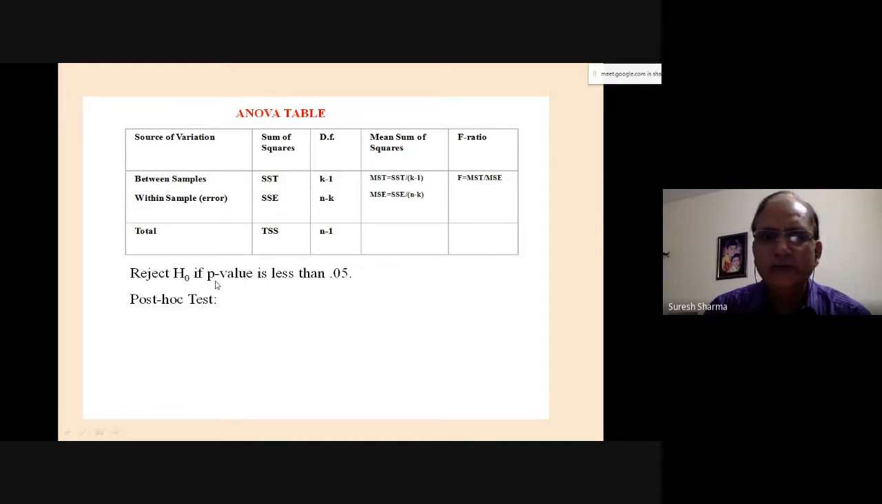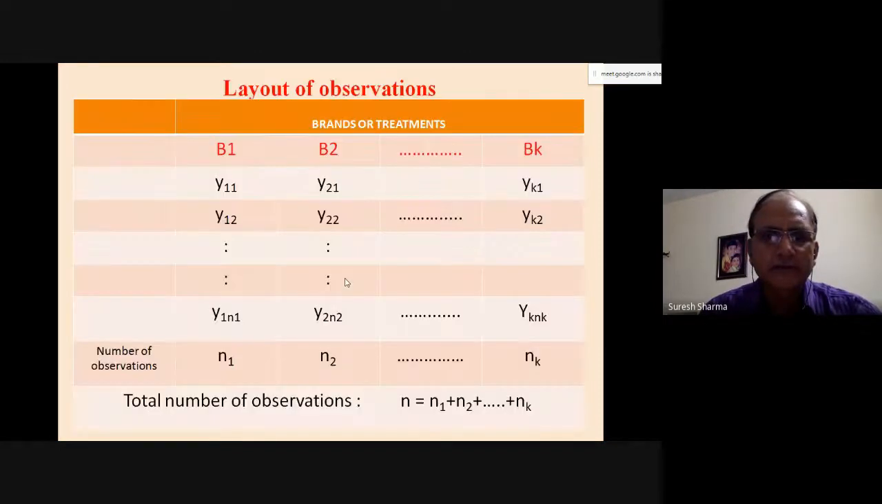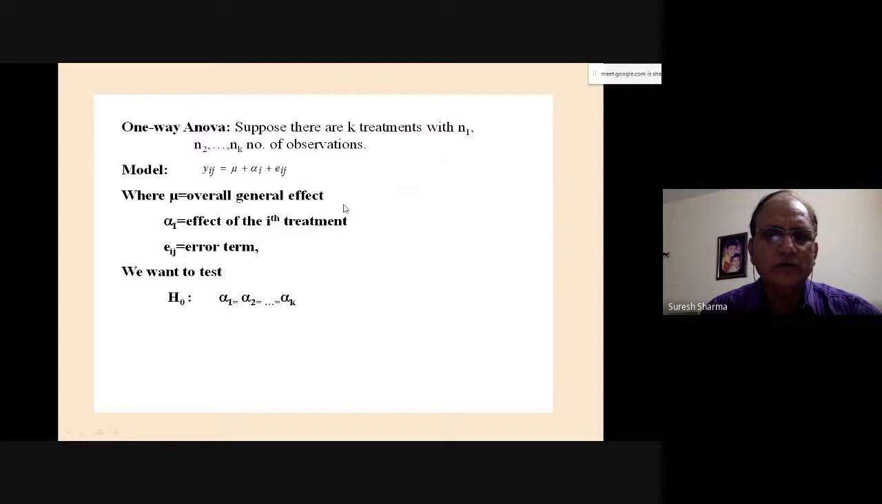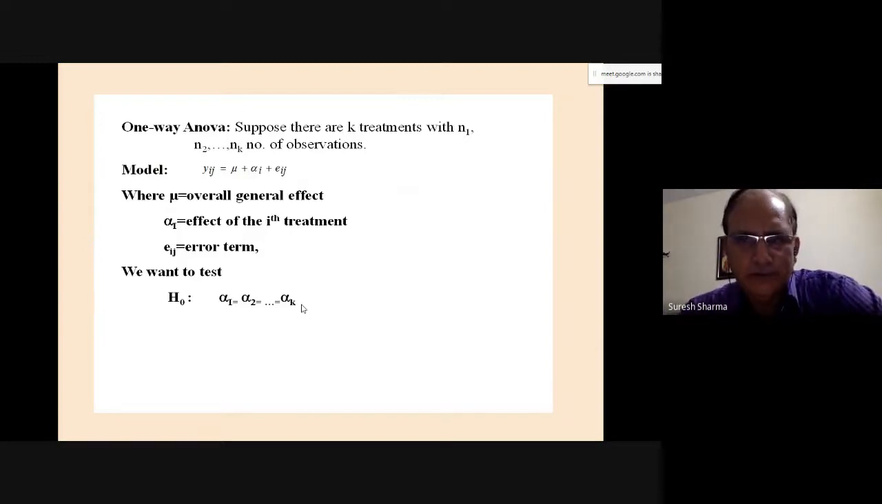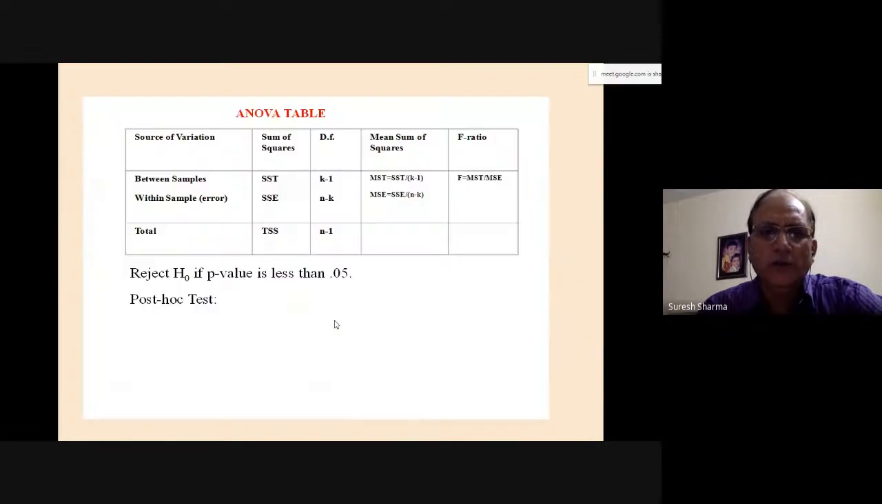And you just have to see whether your P value is less than 0.05, then the hypothesis will be rejected. What was the hypothesis? This was our hypothesis. Alpha 1 is equal to alpha 2 is equal to alpha k. It will be rejected if P is less than alpha. If P is more than alpha, experiment is over. All the brands are having similar life length. Go to market, buy any brand. That's all, right? So this is called one-way ANOVA.